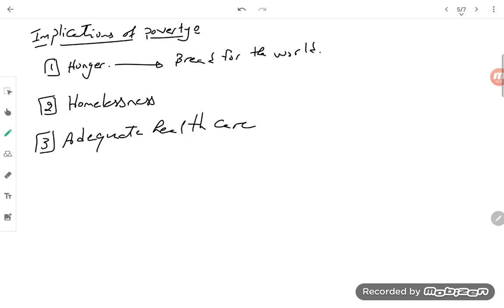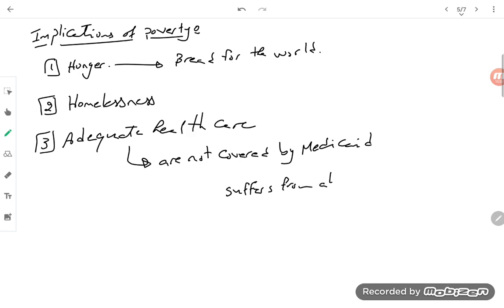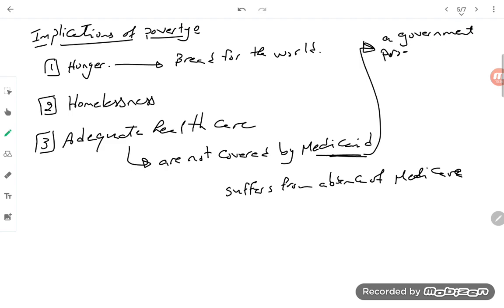Actually, poor people are not covered by Medicaid, and suffer from absence of Medicare. What's meant by Medicaid and Medicare? Medicaid means a government program providing medical coverage for eligible low income people.